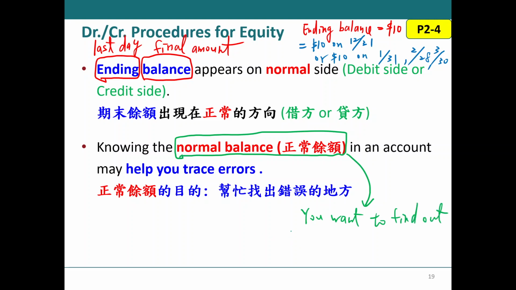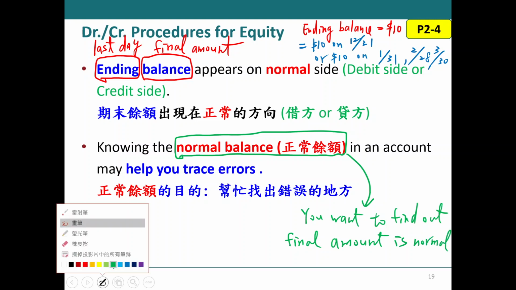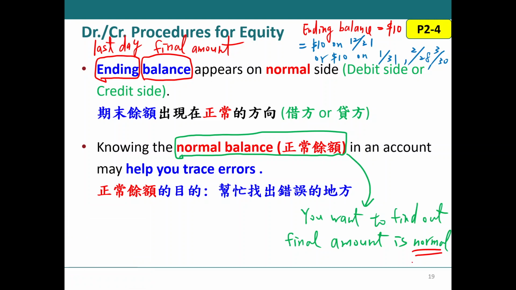your final amount. Balance is final amount, right? So you want to find out if the final amount is normal. So what does it mean is normal? It's correct. It's right. Right means it's correct. So after you do the math, are you sure your number is correct or not? Okay, so we have to double check.